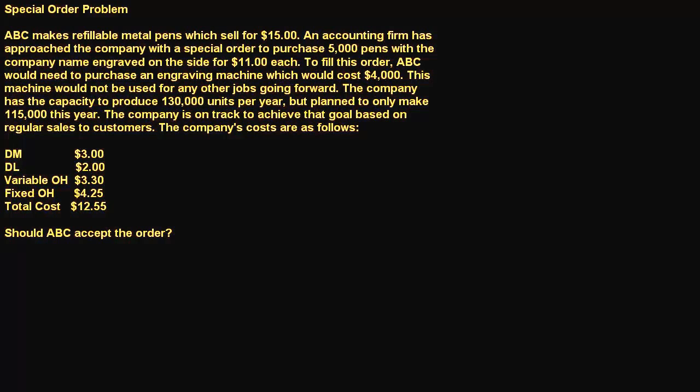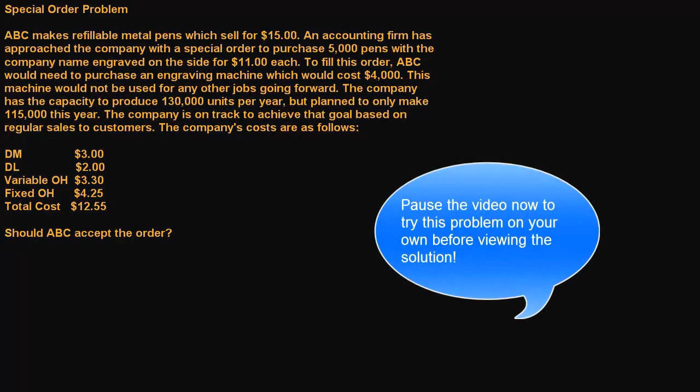So the company's costs are as follows. Direct materials are $3. Direct labor's $2, variable overhead is $3.30, and fixed overhead is $4.25 per unit. So their total cost is $12.55. Should ABC accept the order?